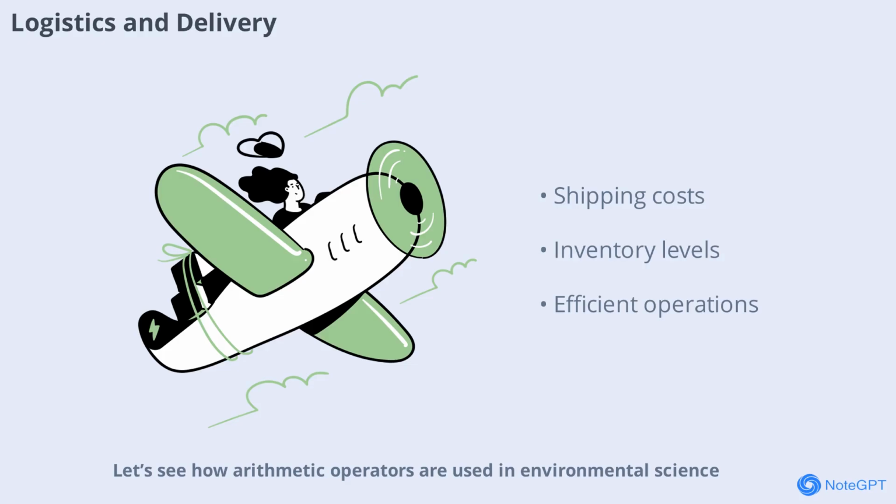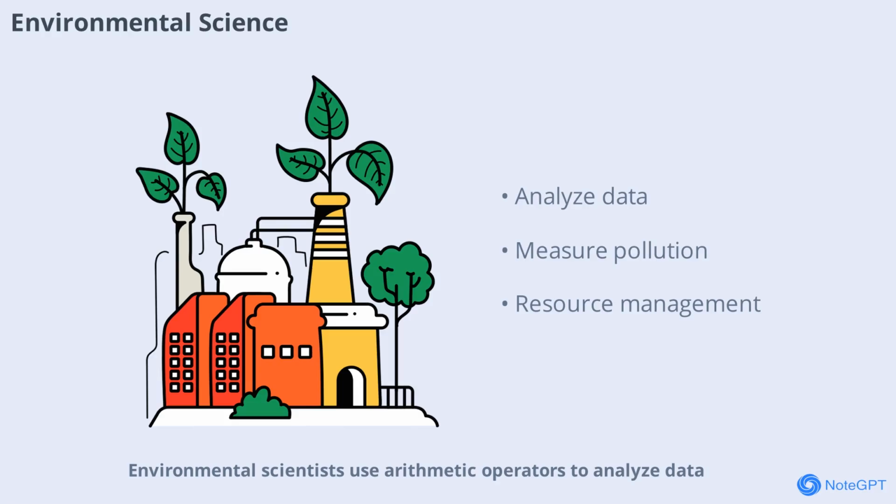Let's see how arithmetic operators are used in environmental science. Environmental scientists use arithmetic operators to analyze data, measure pollution, and calculate resource use. For example, adding up emissions, dividing land area, or multiplying growth rates. These calculations help protect the environment and manage natural resources. Arithmetic is essential for understanding and solving environmental challenges.